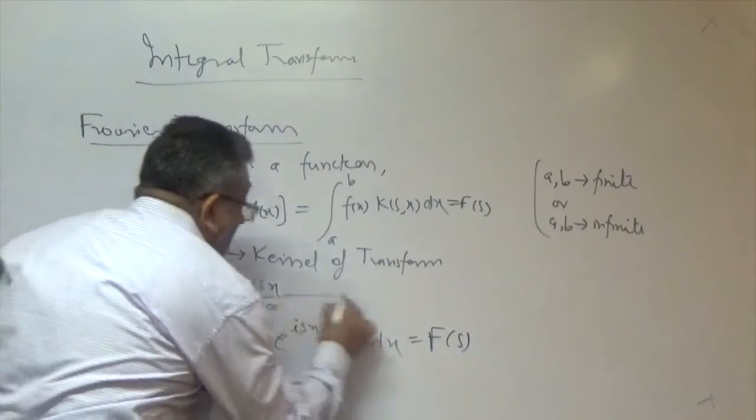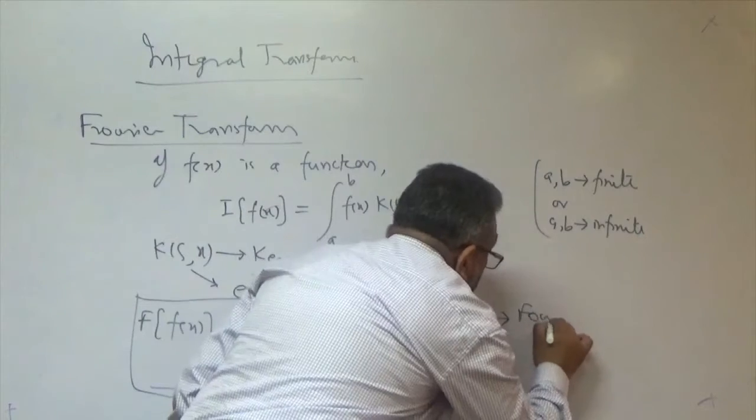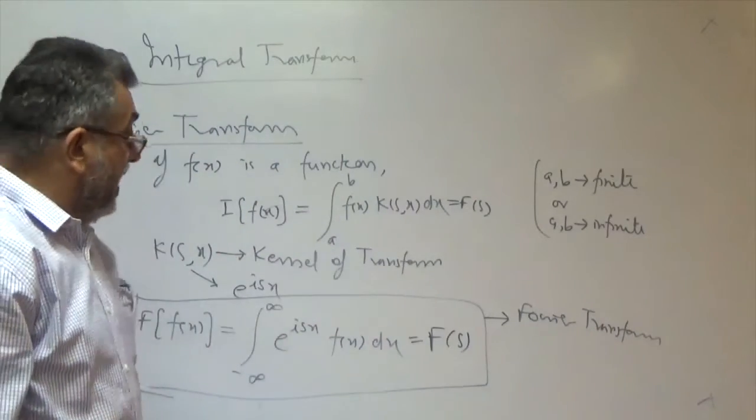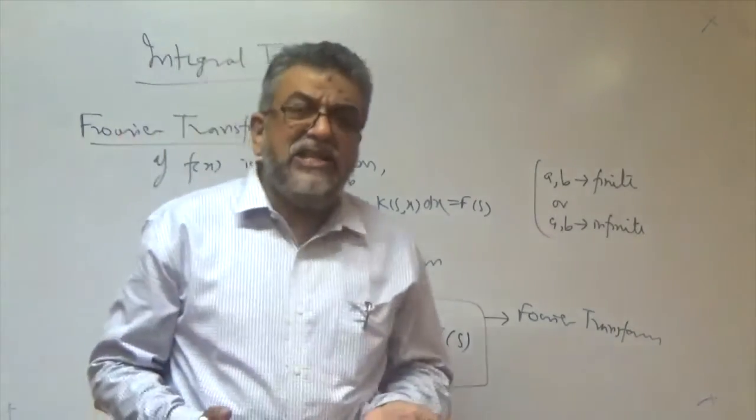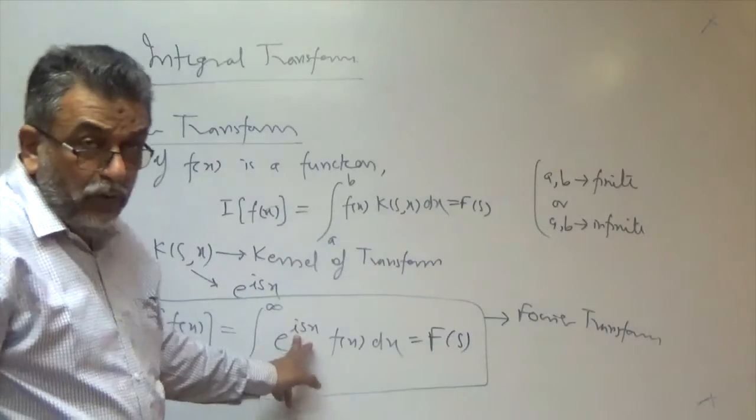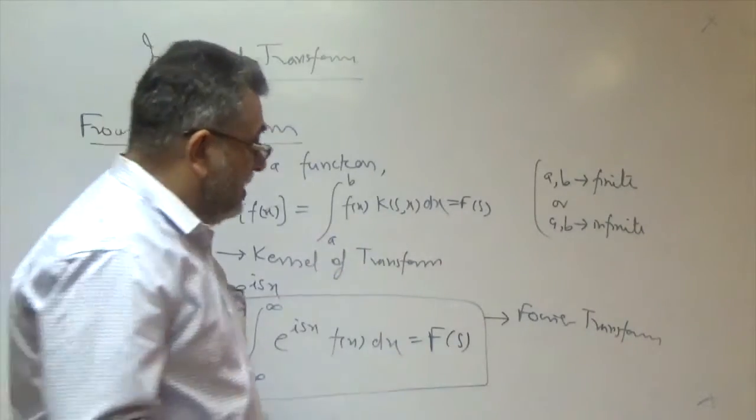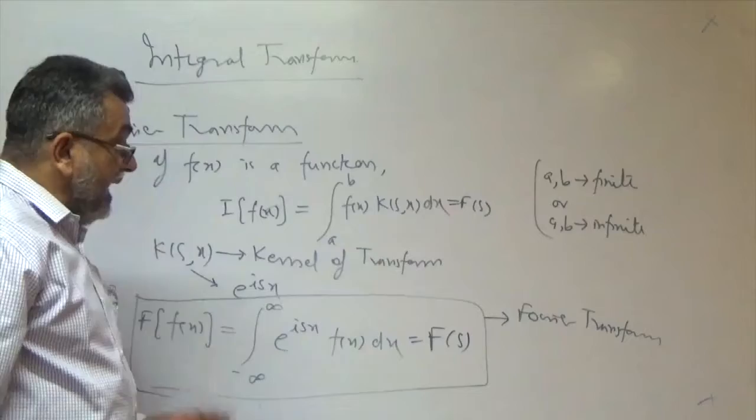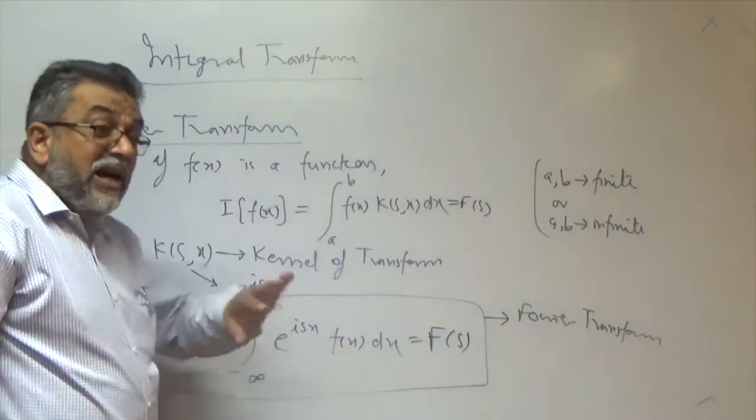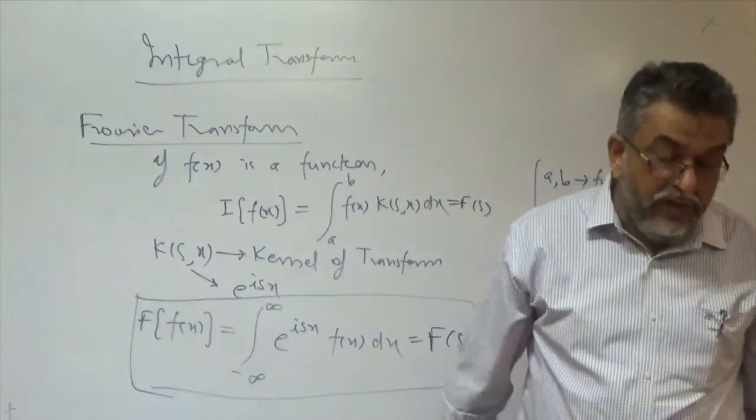This is called the Fourier transform. Here the limits are infinite, so we can say this is the infinite Fourier transform. Also, in the kernel function I introduced i, you know that i is the square root of minus 1, the imaginary value. So this is also called the Fourier complex transform, right? And from here, we can also get the value of f(x) by taking the inverse of this, and that is the Fourier inverse transform.